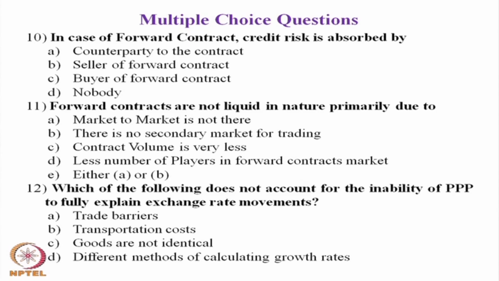Question number 11. The question number 11 for you is, forward contracts are liquid in nature primarily due to, the choices for you are A, mark to market is not there, B, there is no secondary market for trading, C, contract volume is very less, D, less number of players in forward contract market, E, either A or B. Mark the answer, keep it with you.